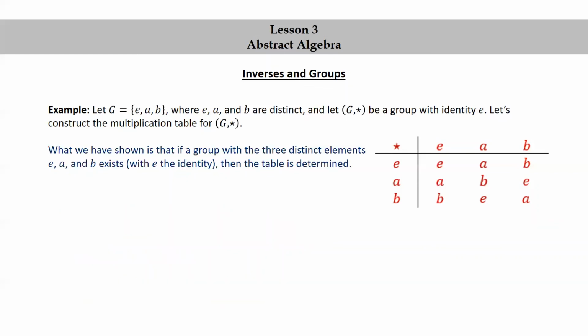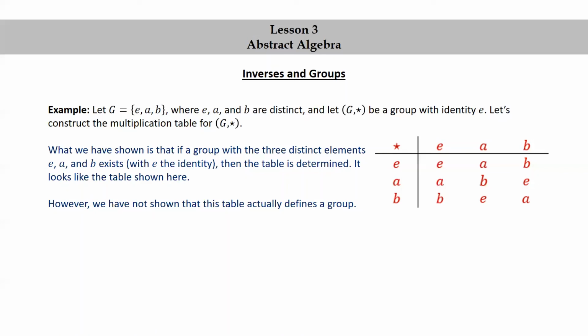What we have shown is that if a group with the 3 distinct elements, E, A, and B exists, with E the identity, then the table is determined. It looks like the table shown here. However, we have not shown that this table actually defines a group.